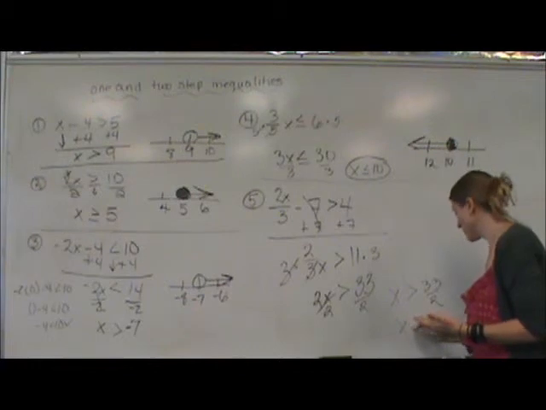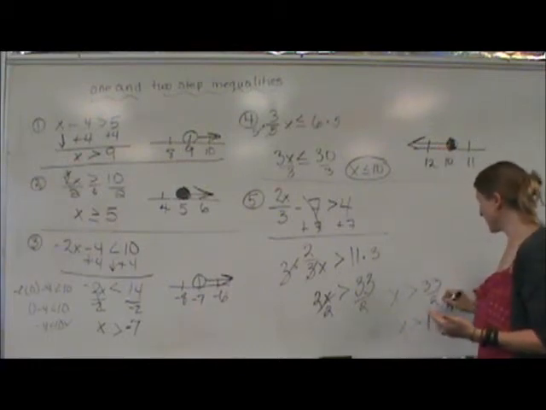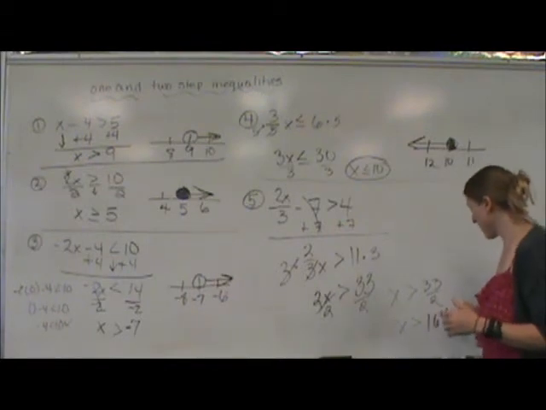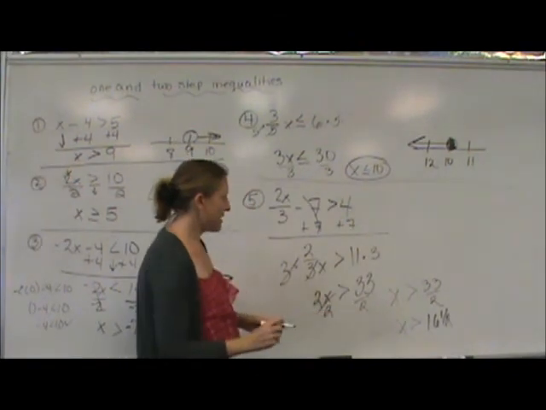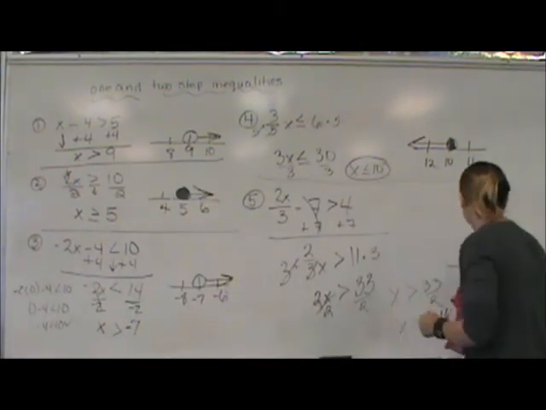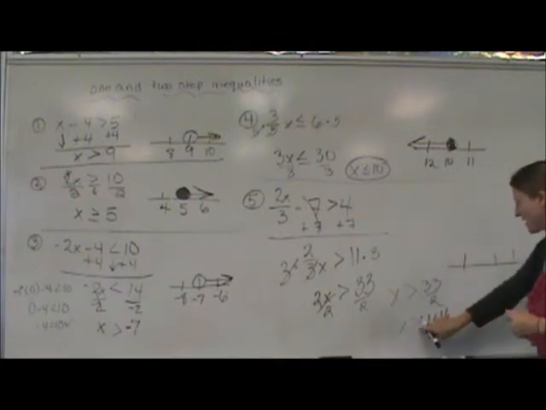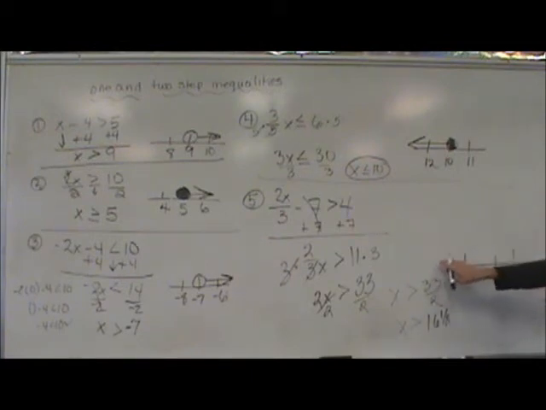You could change it to a mixed number: 2 goes into 33 sixteen times, and then 1/2, so 16 and 1/2. Those will probably be your best answers. x is greater than 16 and 1/2. And you want to simplify it some because you're going to graph it and you don't want to leave it too much in a fraction form.